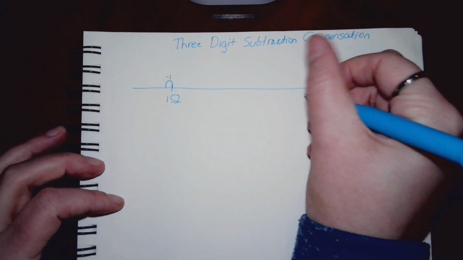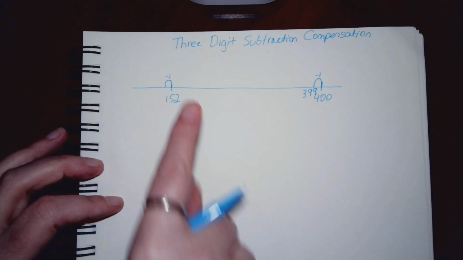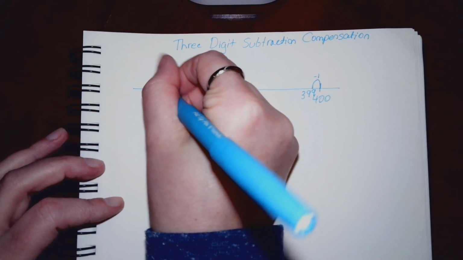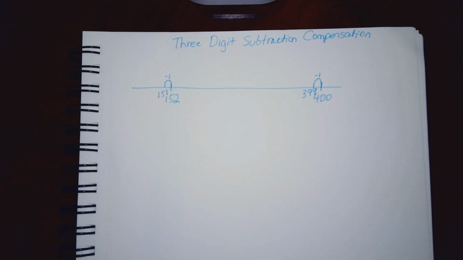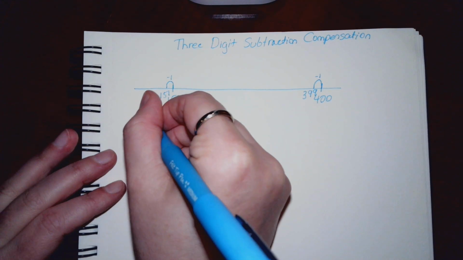So 1 before 400 is 399. What comes right before 152? 151. So I went back one for each. That means I'm still staying the same distance apart on this number line, so it's still going to be the same number of hops between. So let's set it up the way that I would stacking.